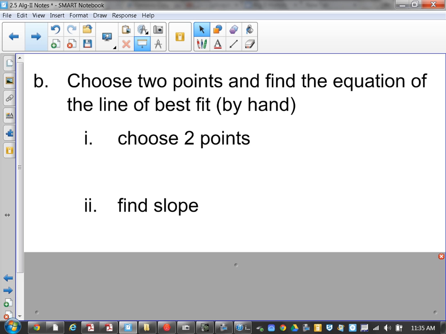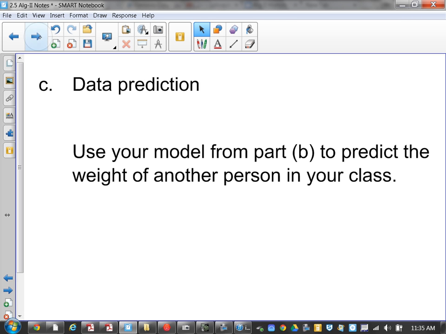So we've done all this, find slopes, choose points, blah, blah, blah. She spoke absolutely no Spanish, and it was so funny.